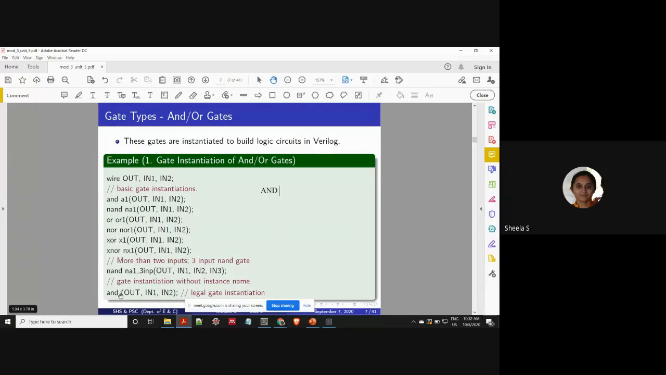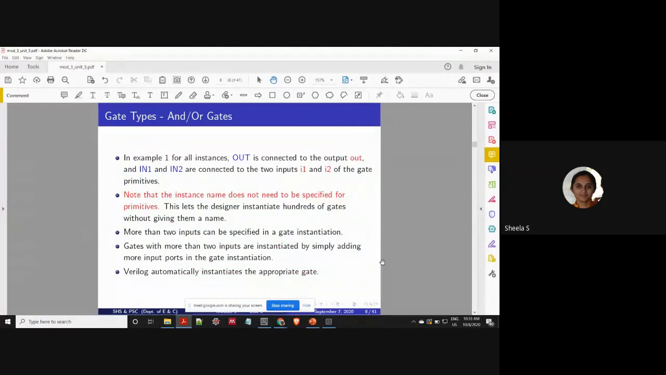And even if we skip writing the instance name, that is also legal, because the gates that are already present in the library need not have an instance created; it will automatically take the instance. Suppose we write a different module and want to instantiate a user defined module, then the instantiation name must be given, otherwise it is not necessary. Okay, this is regarding gate instantiation.